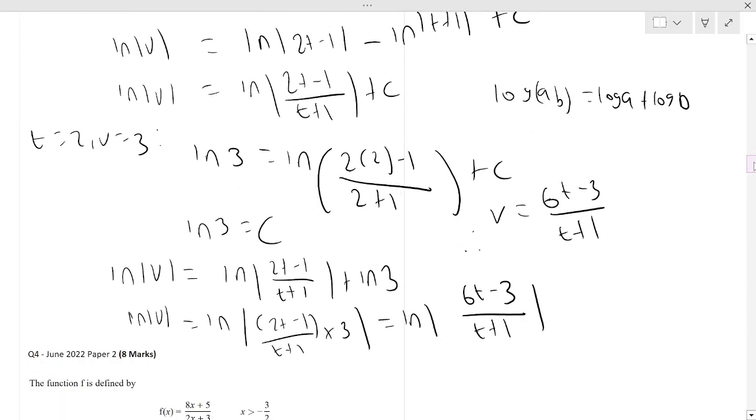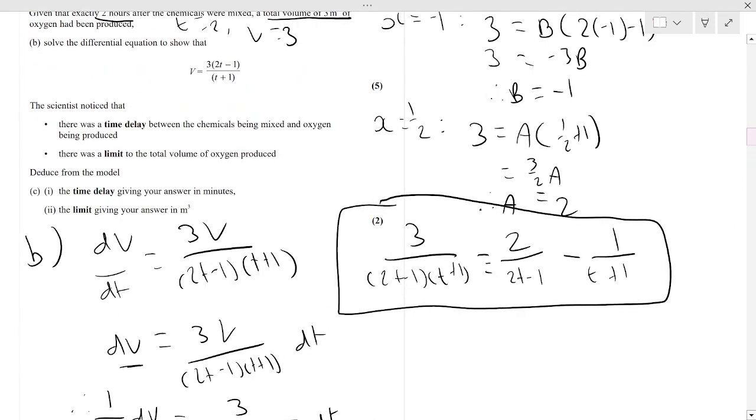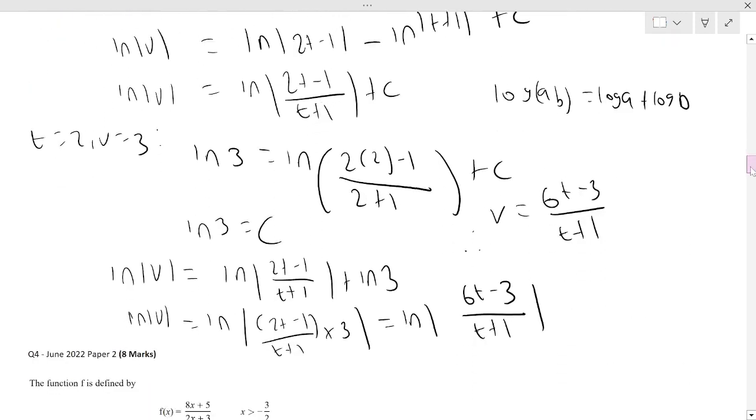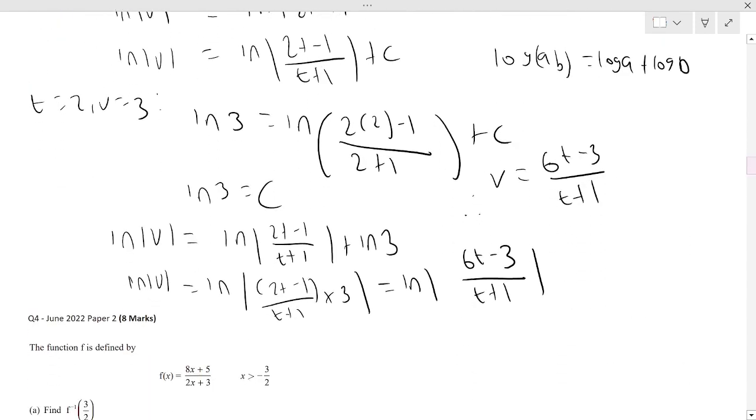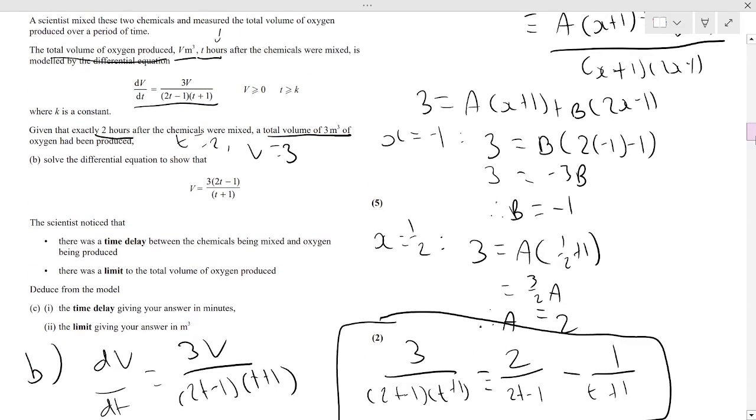Oh no, that's the same. Of course it is. I've just expanded it. 3 times 2t minus 1 is 6t minus 3. Oh my god. There we go. So therefore we could say that that's ln of 3 lots of 2t minus 1, just to make it very clear, over t add 1. And then therefore the logs inside are the same. So that means v is 3 lots of 2t minus 1 over t plus 1, which is what they got. Yes, okay, there we go. Lovely.